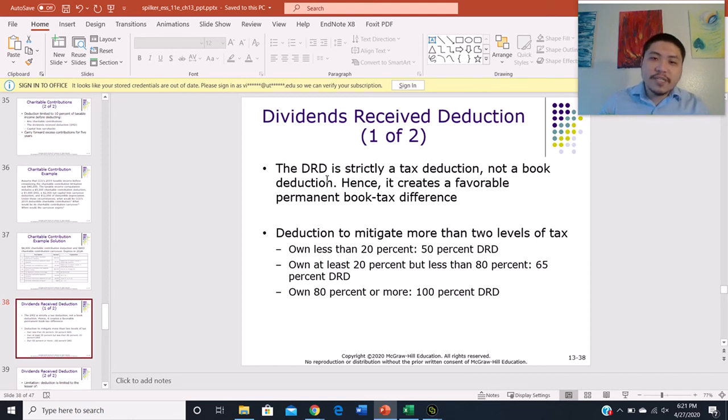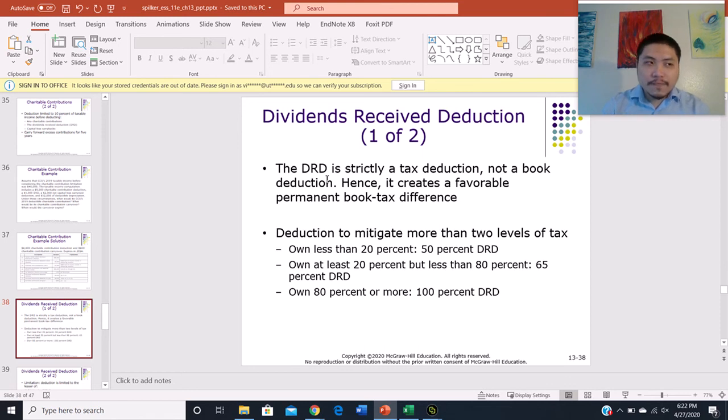But remember the DRD, right? The dividend received deduction is only applied for tax deduction. It doesn't apply for book purposes. Since it's strictly applied to tax deduction, it's going to create a permanent book-tax difference, because it doesn't apply to book deductions.